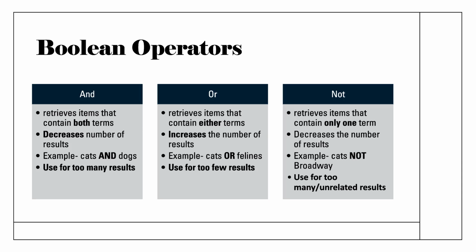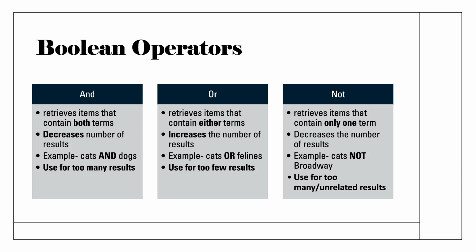The operator OR retrieves items that contain either term and increases the number of results. So OR is best used when the original search has too few results. One example is cats OR felines, which would return articles that contain the word felines or the word cats. The operator OR is best when used with synonyms or like terms.